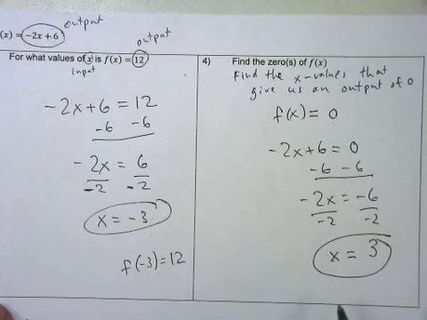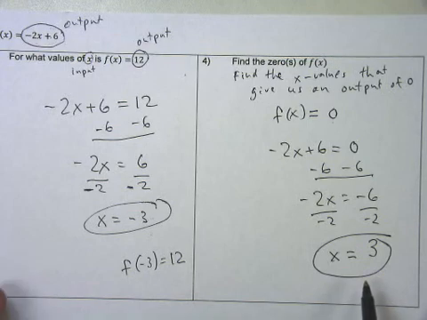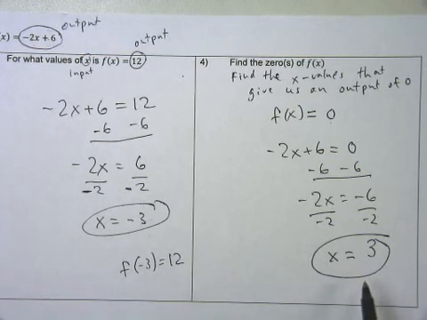This is a zero of the function. That means that 3 is an input that gives us an output of 0. Or another way to say that is that f of 3 would be equal to 0.